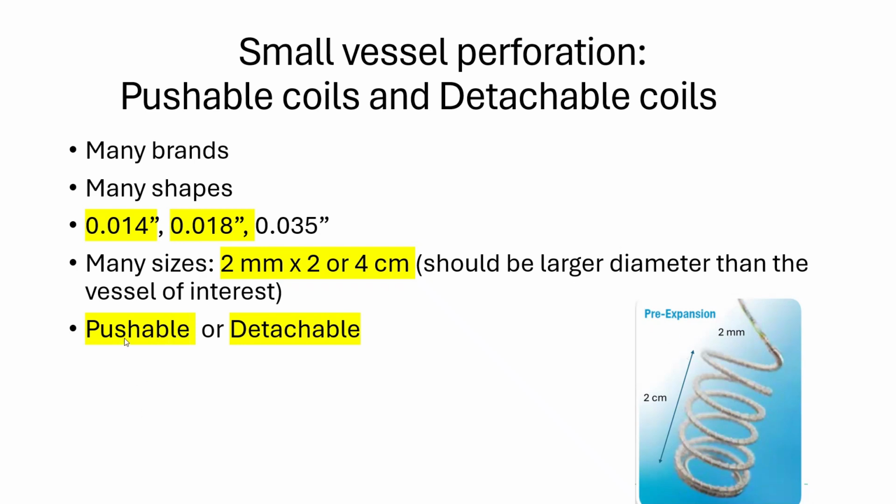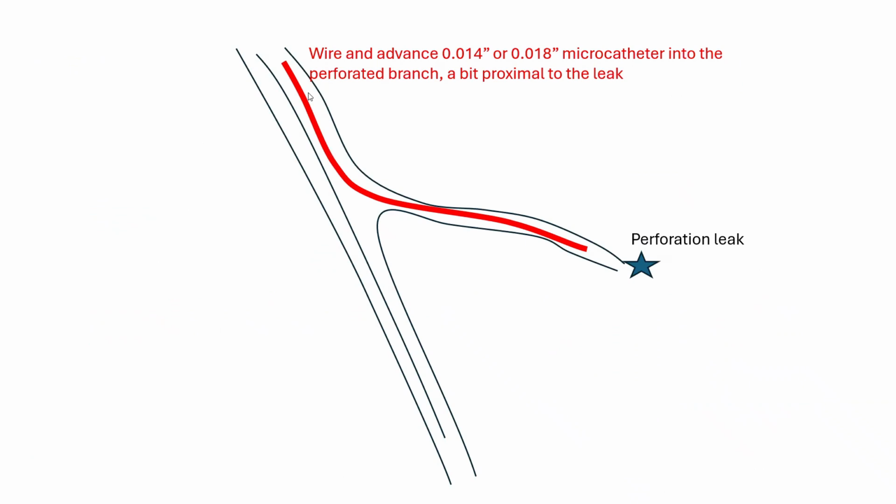And coils come in pushable and detachable forms. And I will explain both. Detachable are the best, but you need to be able to use both. First, you have to advance a microcatheter, 0.014 or 0.018 inch microcatheter, into the perforated branch or vessel, a bit proximal to the leak. Then through that microcatheter, you will eventually advance your coils.